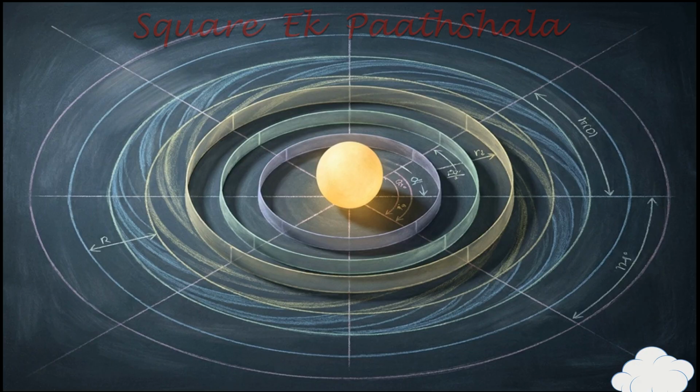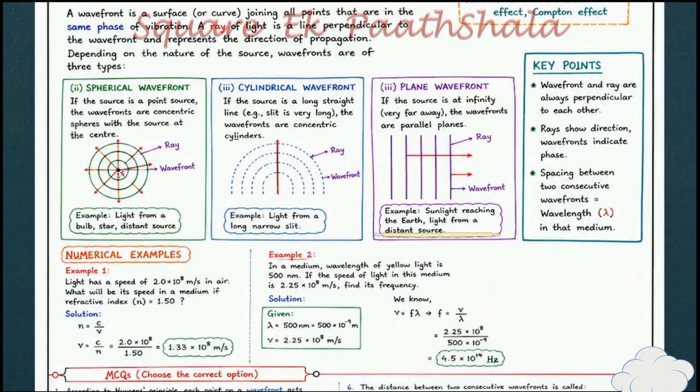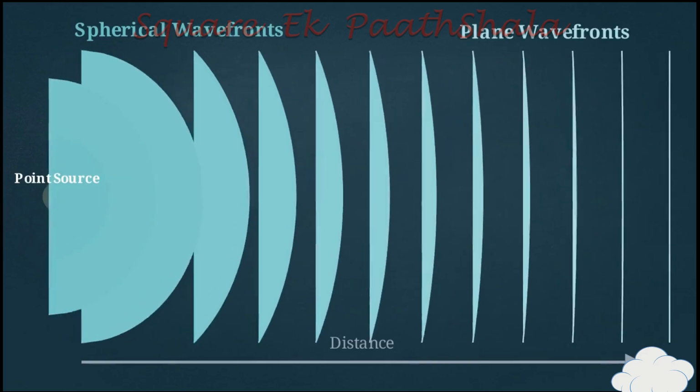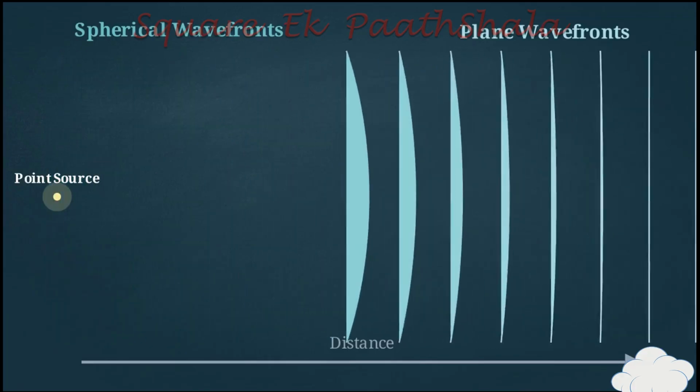So what happens to that expanding curvature if the light source is millions of miles away, like the sun? By the time those waves travel the vast distance to reach Earth, the curves have completely flattened out. We model these as plane wavefronts, drawn as flat parallel lines. As the distance from the source grows, the wavefront's curvature gradually vanishes, transforming a radial expansion into a set of parallel planes.